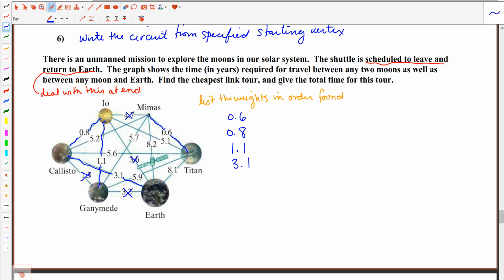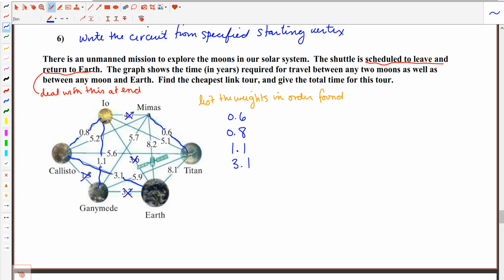Let's see, that one might work. I wouldn't get 3 edges out of either one of these vertices, and if I were to connect it, did I create a circuit anywhere? Nope, I didn't. So there would be no way to kind of close this up. So I would have the 5.7, that's the next one I'm going to grab.